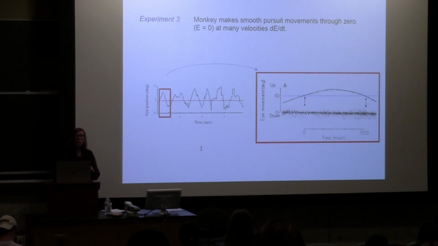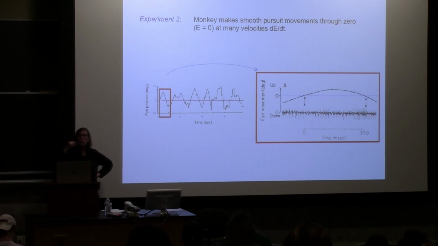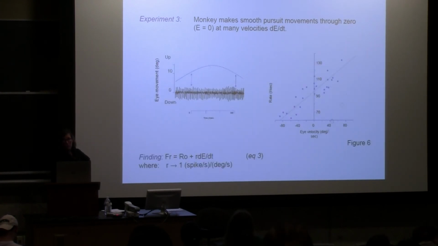Okay, and then he did a third experiment where he actually had the animal now doing that pursuit eye movement I talked about at the very beginning. So he's now making smooth eye movements to pursue something, moving back and forth like this. So you can see an example here, and then you can blow that up. And what he could do is then go into the data and look every time, let's say the eye position was 10 degrees up, measure the firing rate and look at how that varies with eye velocity. So you hold position constant, but you look at places where the eye velocity is different at those same eye positions, and then you can plot that and you get this nice relationship, right?